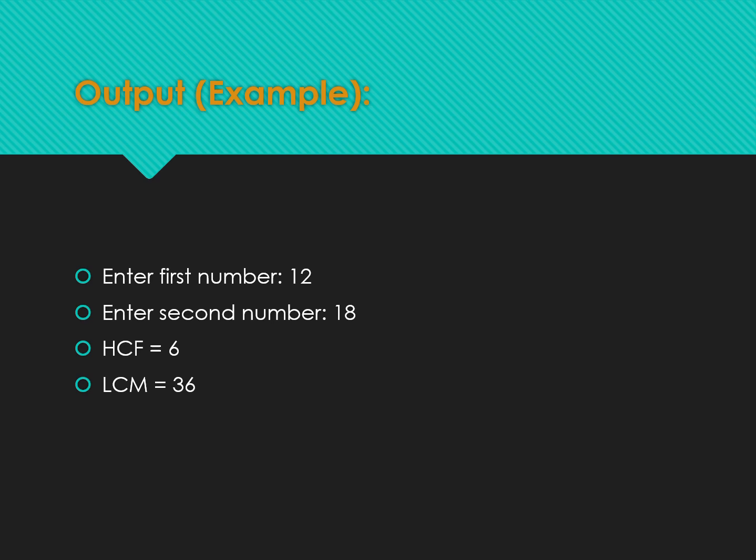Here's an example output. If we input 12 and 18, the program calculates the HCF as 6 and the LCM as 36. This confirms that our logic and calculations are working as expected.